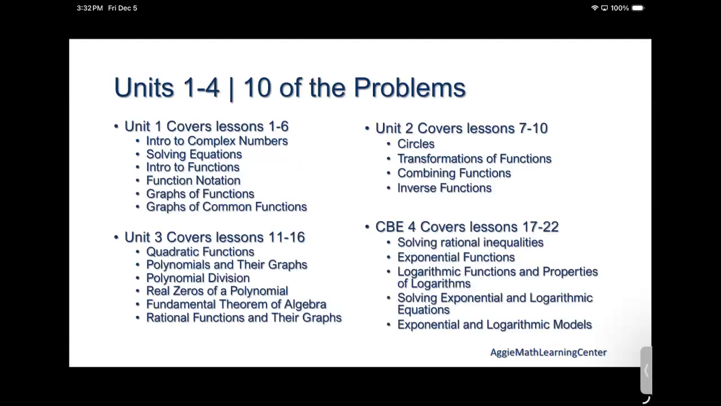Just as a review, in units 1 through 4, unit 1 was complex numbers, solving equations, functions, graphs of functions and notations. Unit 2 was circles, transformations of functions, combining functions and inverse functions. Unit 3 was quadratics, polynomials and their graphs, polynomial division, real zeros, the fundamental theorem of algebra, and rational functions and their graphs. Unit 4 was rational inequalities, exponential functions, logarithmic functions and properties, exponentials, and their models. So we'll be focusing first on this most recent unit, and then we'll go into this kind of review.